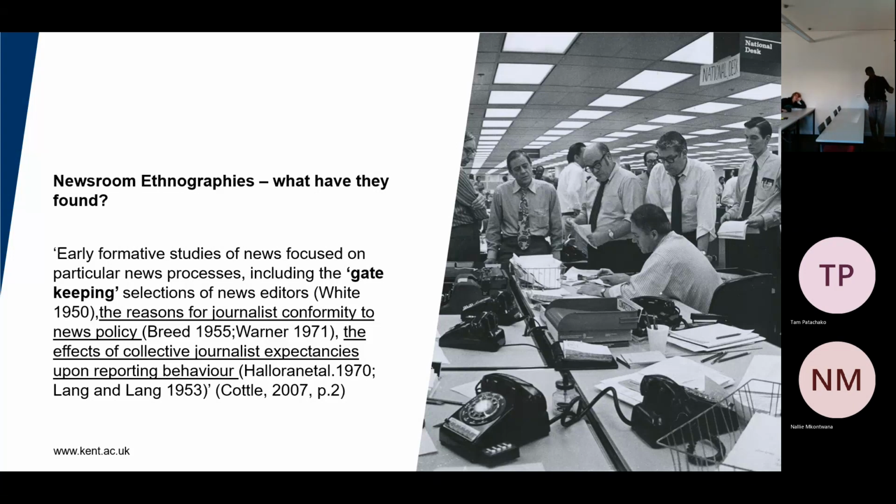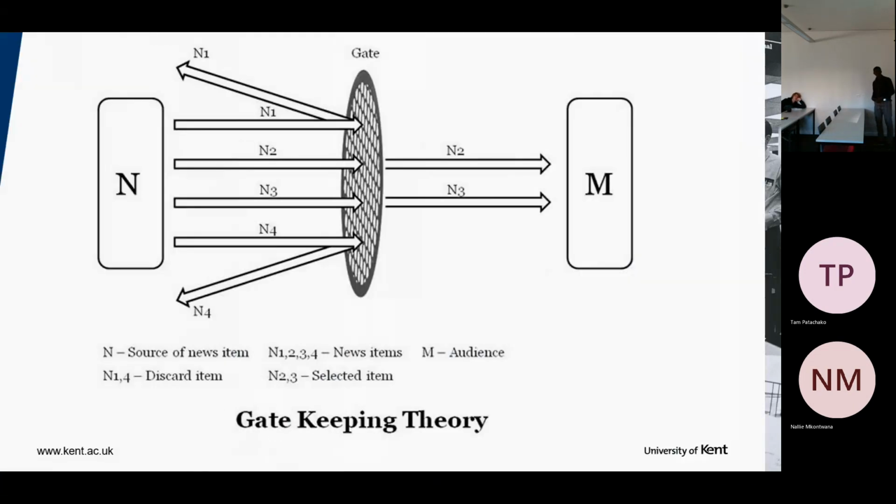So the reason for journalist conformity to news policy, there are policies that guide this, and it's also the effect of collective journalist expectancies upon reporting behavior. These are some of the things.